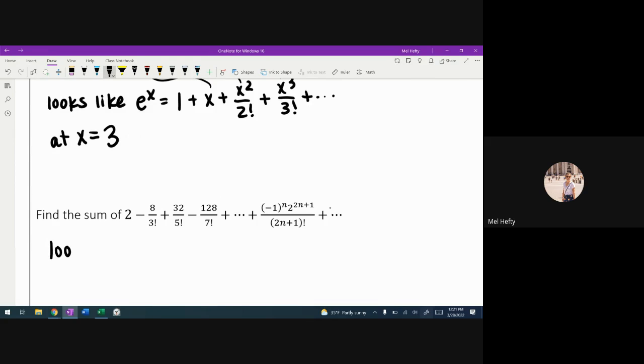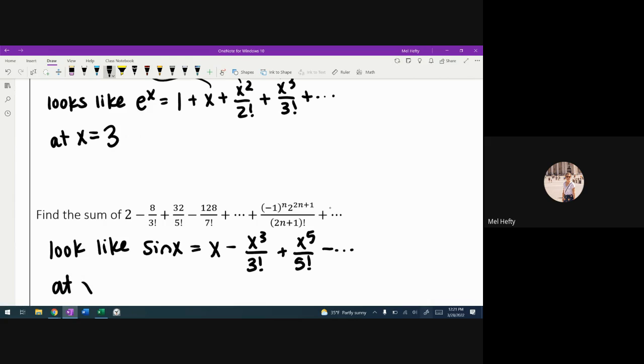What does this guy look like? He has powers. Let's see. We have 3, 5, 7 factorial in the bottom. I would argue this looks like sine of x. That one went x minus x cubed over 3 factorial plus x to the 5th over 5 factorial, and so on. What x value does it look like they plugged in?